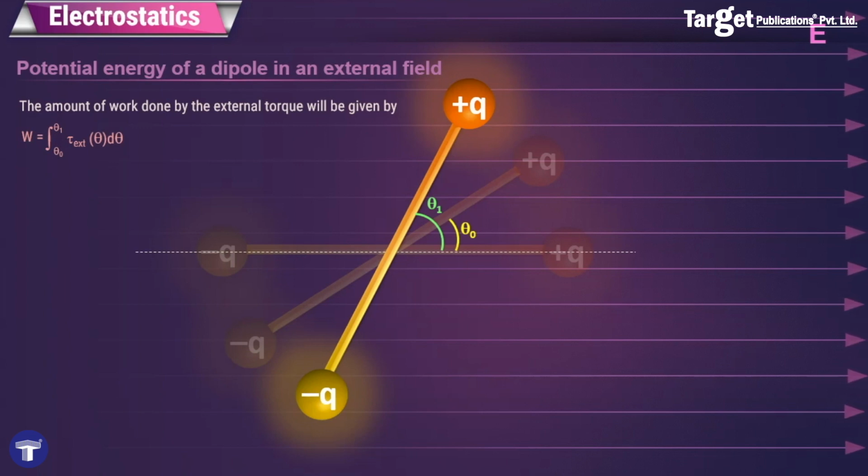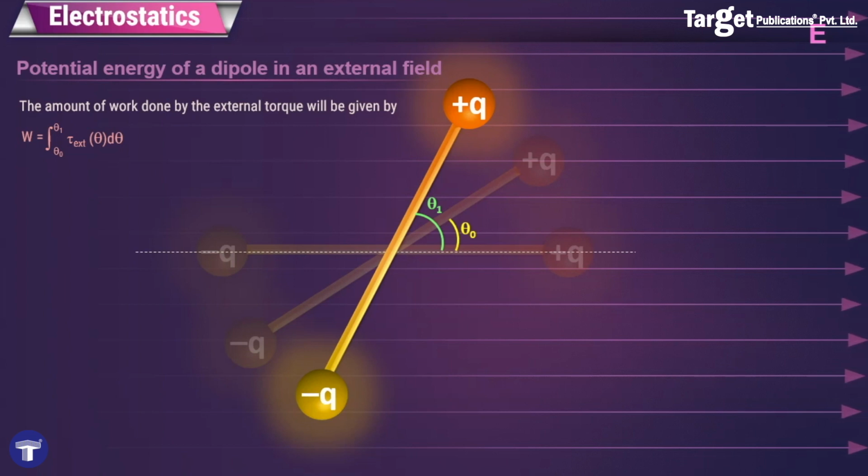So why have I used the same tau? Because the external torque applied by me has to be equal and opposite to the torque which it was experiencing, and therefore the value is the same, and therefore I've used the same tau, and this will be tau d theta going from theta naught to theta 1.